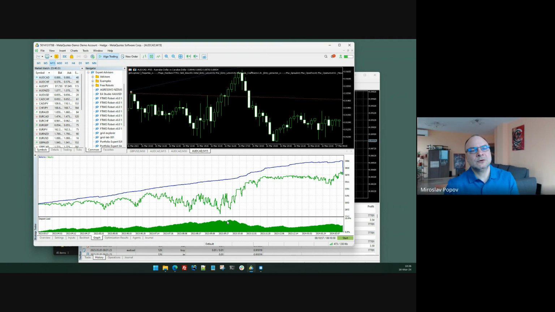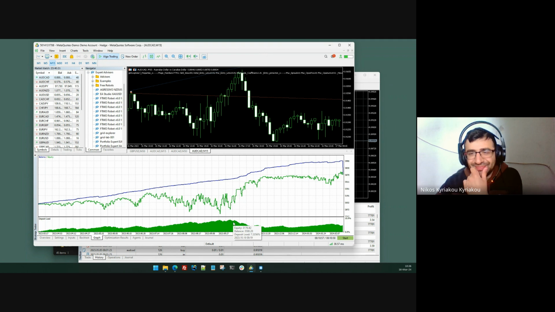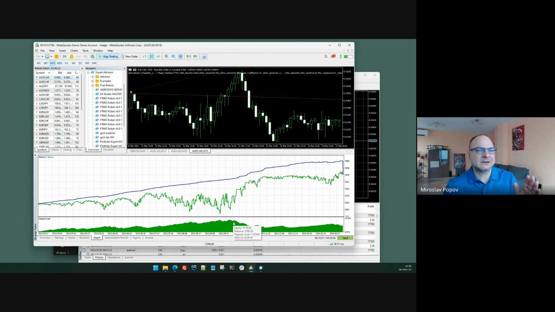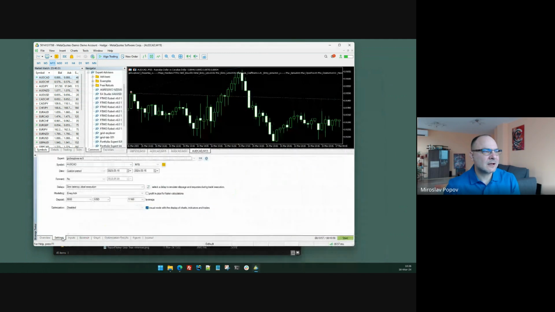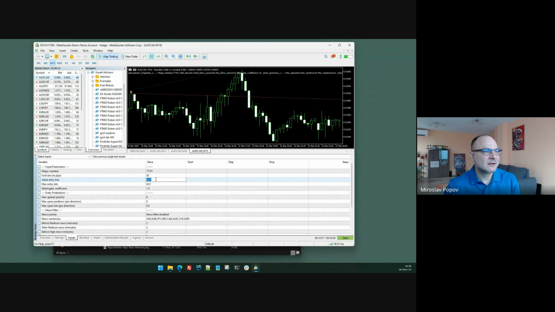So what we can do is increase the entry. For this account size of $3,000, we can increase the entry. I think 20-25% is a good enough risk. Below 10%, yes, for long-term trading and low risk it is okay. But let's see what will happen if we increase the entry lot.